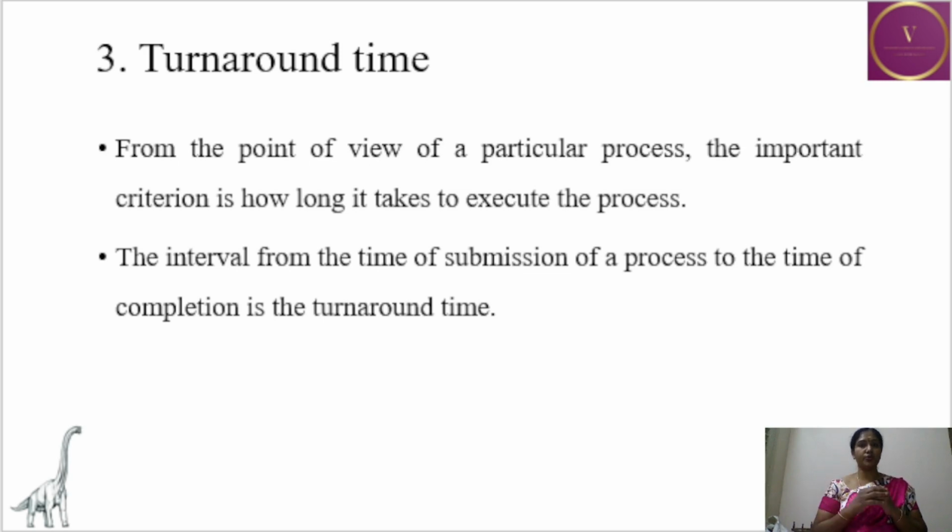That is what is throughput, whereas turnaround time is from the point of view of a particular process. So this is given from the point of view of a particular process. The important criterion is how long it takes to execute the process.